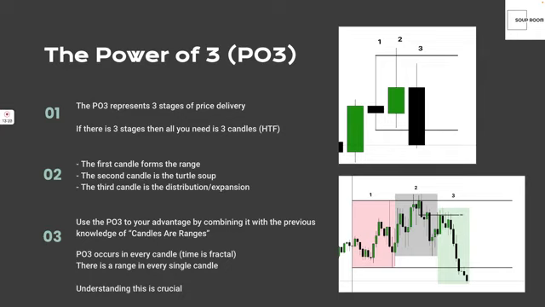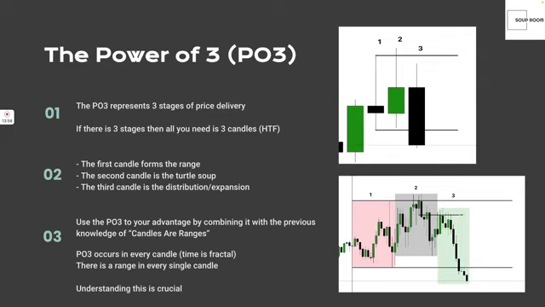Use the power of 3 to your advantage by combining it with the previous knowledge of candles are ranges. Go back if you need to refresh. Power of 3 occurs in every single candle. Time is fractal. Like I mentioned before, there is a range in every single candle. Understanding this is crucial to your success in trading.